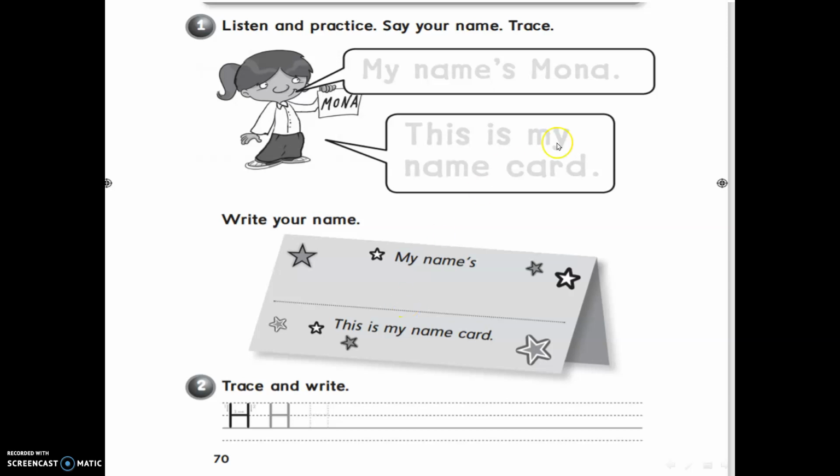Okay, girls, here I want you to trace the gray words here. Then write your full name here. After that, I want you to trace and write letter H. Okay, girls? Don't forget to trace the gray words here, girls, please.